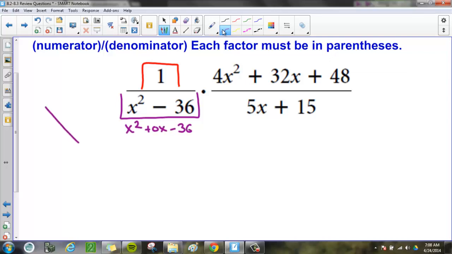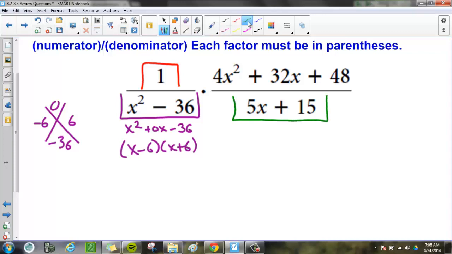Okay, and so I will come over here and make my little x thing. I'll put my negative 36 here, my 0 on top. I got negative 6 times 6. And so this is really x minus 6, x plus 6. Okay, so that's factored. Let's go over here.